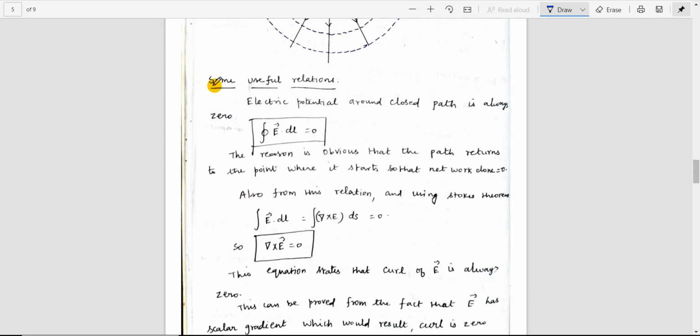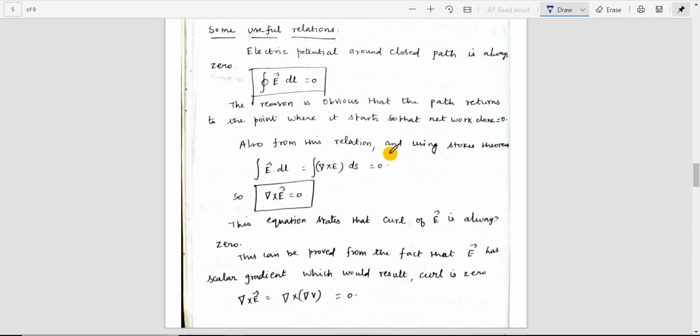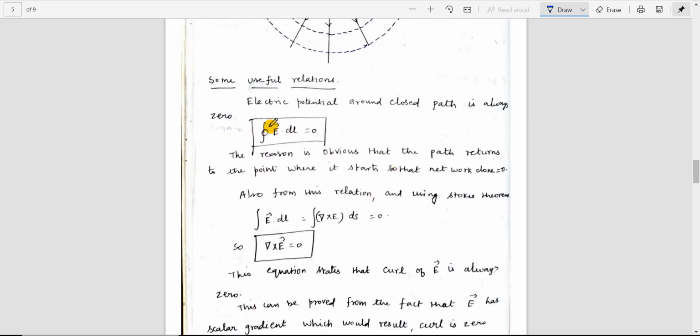After this, we will see some useful relations. One of the useful relations is the integration of E dot dl is equal to 0. What it actually means is that this integral is a closed path integral. The electric potential around the closed path is always 0. Why? Because the reason is obvious: the path returns to the point where it starts, so the net work done is going to be zero.